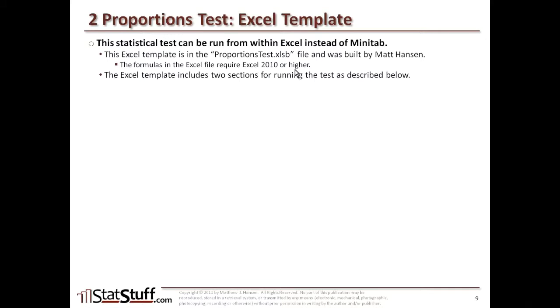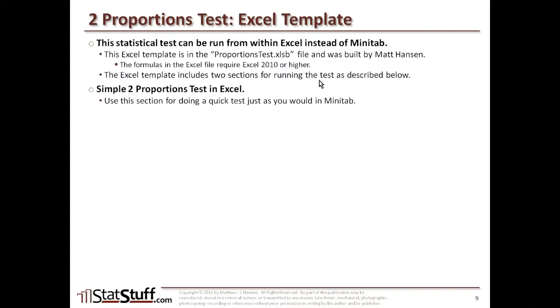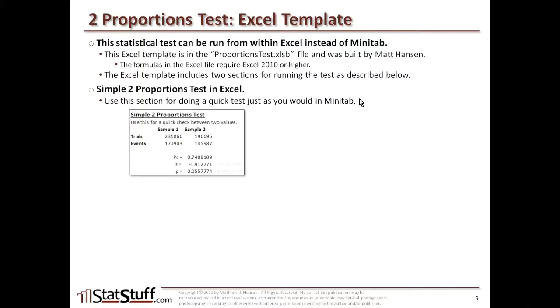So the template that I built for this is actually in two different sections. The first section is going to be a simple two proportions test in Excel. What this is designed to do is just run a real quick test, the same kind of test you would actually run with Minitab. So it's really similar in the language and the layout that you would have in Minitab, but it's allowing you to run it from within Excel. This is what that section looks like. It's towards the top of the form.